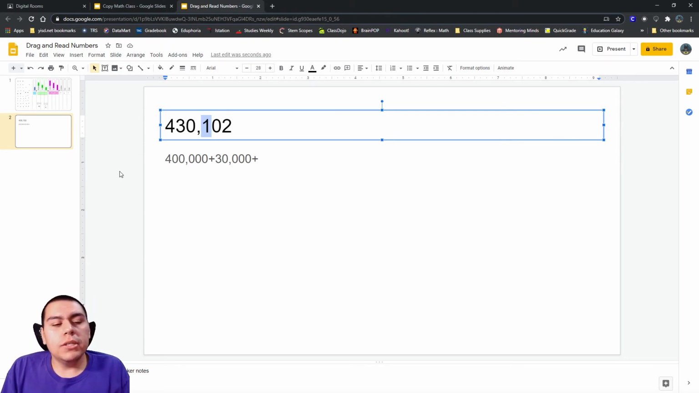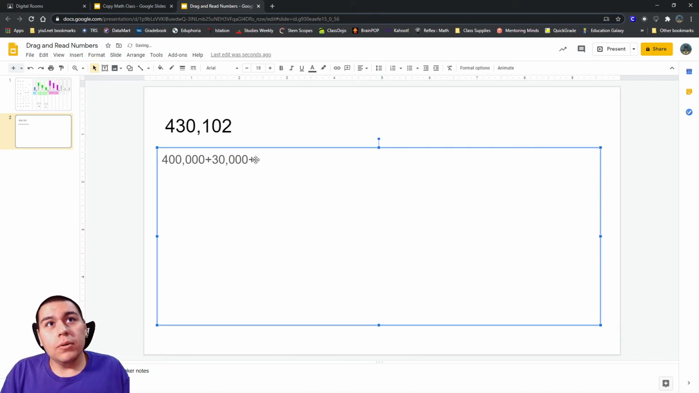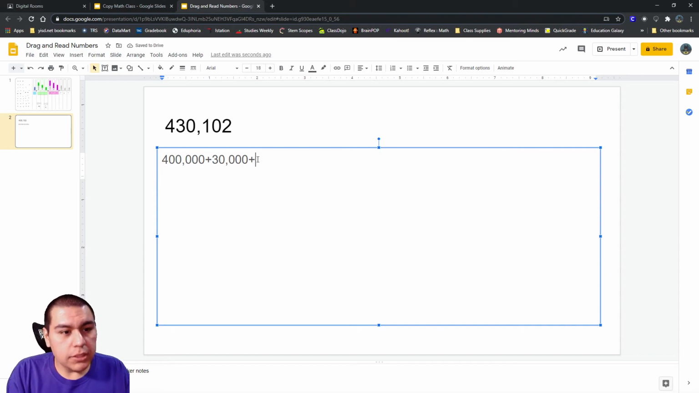Who can tell me what digit do I have here after my 0 that I skipped? Alexa? 100. So I have a 1, not a regular 1, but a 1 in the hundreds place. So I'd write 100.